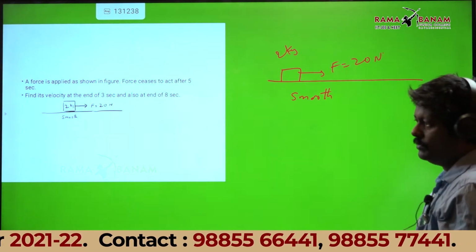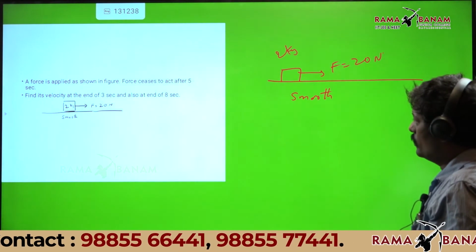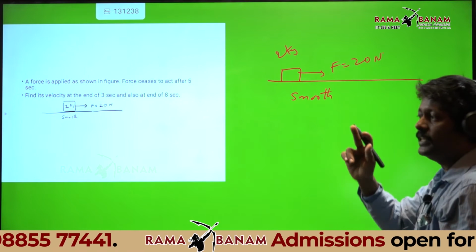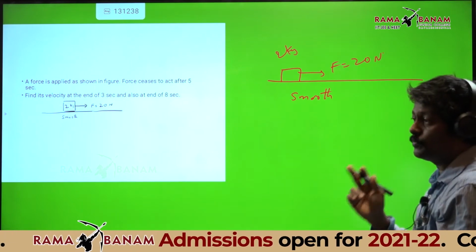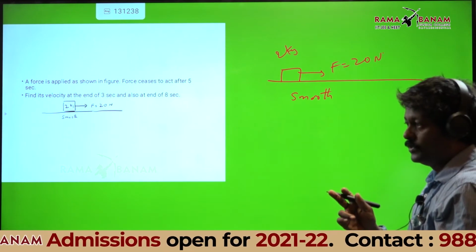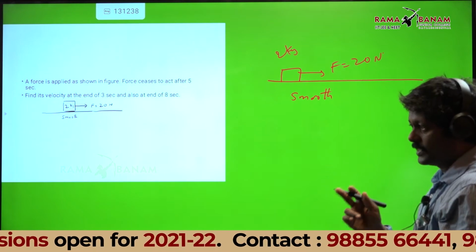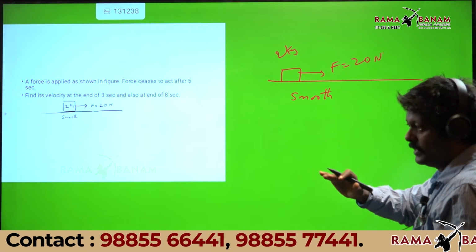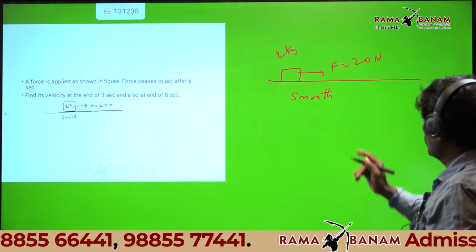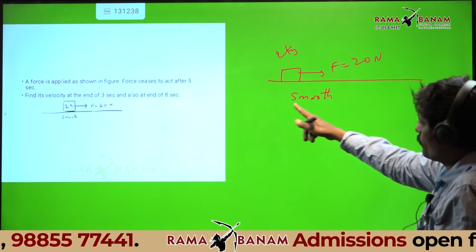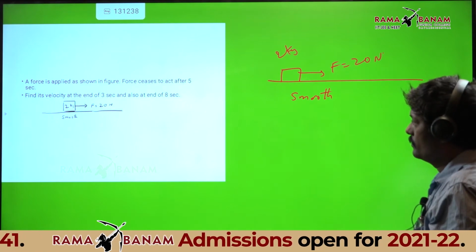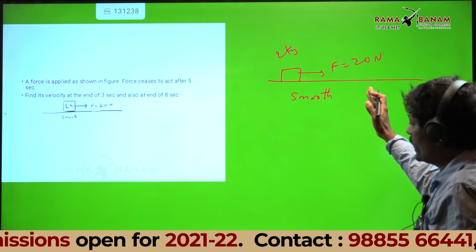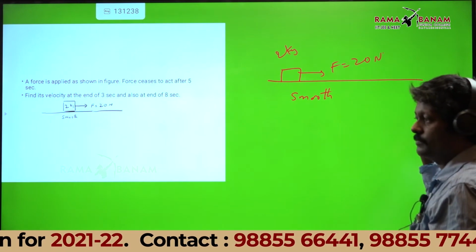You know Newton's law? From Newton's law, you can understand that F equal to ma. Actually, net F equal to ma. Students who are new, listen once again. First I will do this problem, and again I will explain Newton's second law for you. 20 Newton is acting for 5 seconds. That means the body is going to accelerate for 5 seconds.